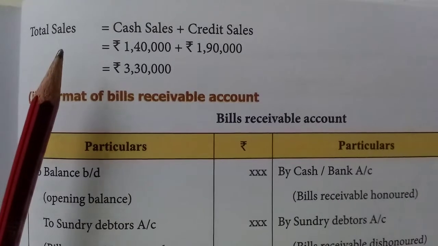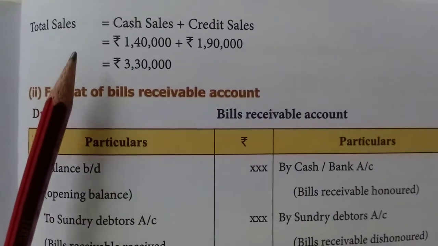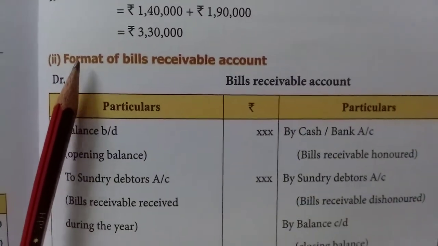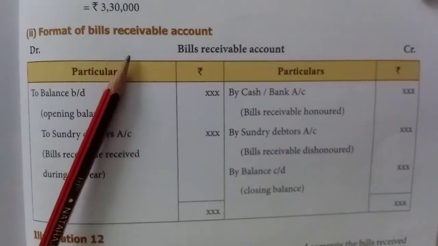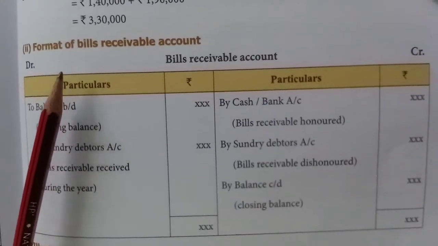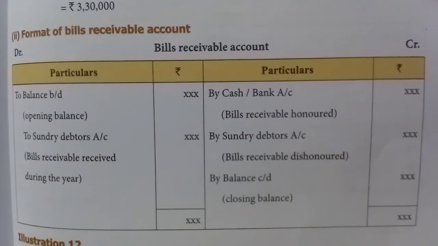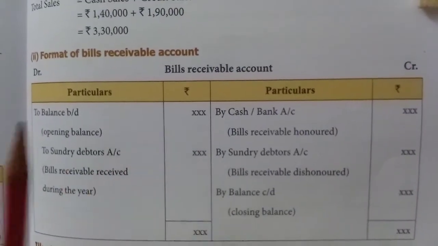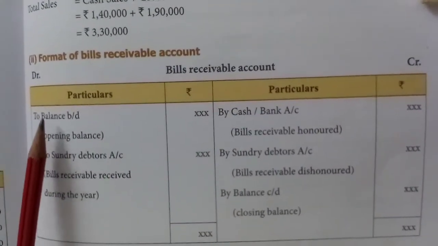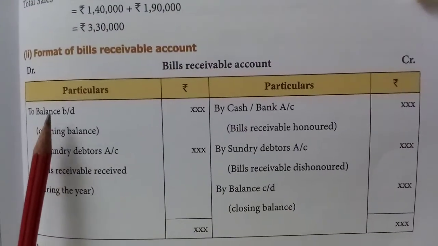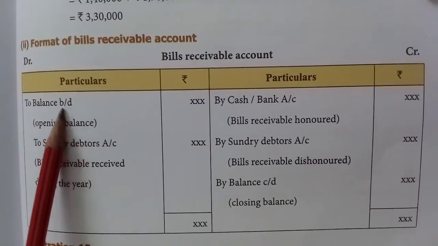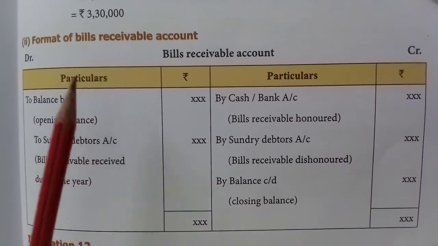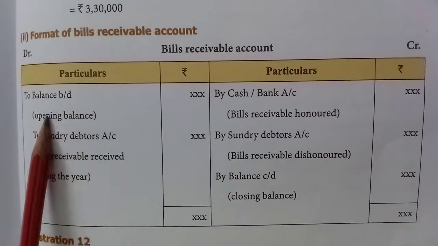The same method is used in exercises 10 and 11, which you can do. Now let us go to the next one, the bills receivable account. The bills receivable account is related to the debtors account. Let's see the format of the bills receivable account. Bills receivable is also a current asset. The opening balance will come on the debit side because it is an asset. To balance brought down, opening balance.